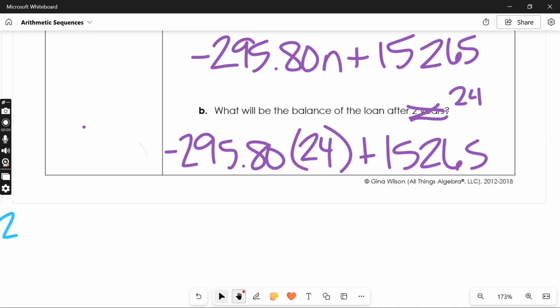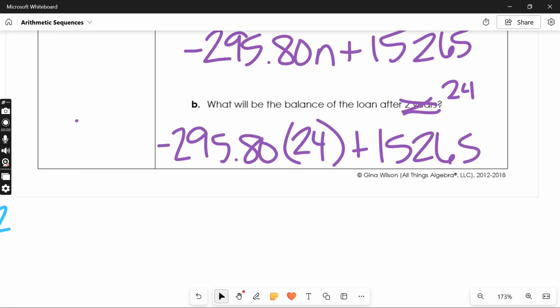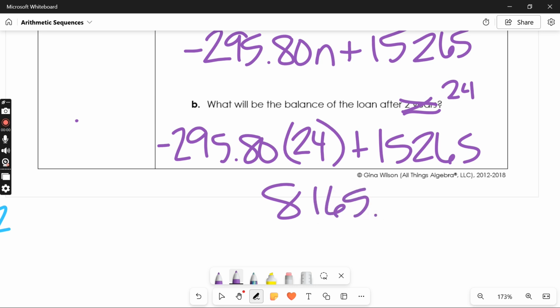Okay, we're going to plug that into our calculator, and when we do, we'll get that after 2 years, she has $8,165.80 left.